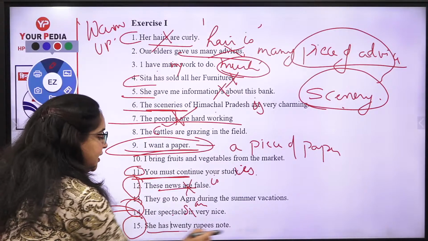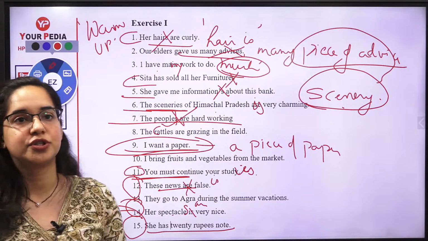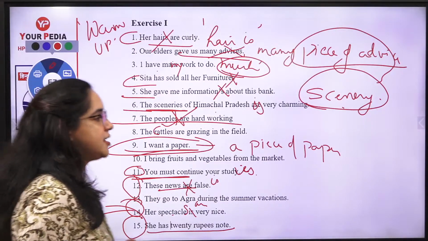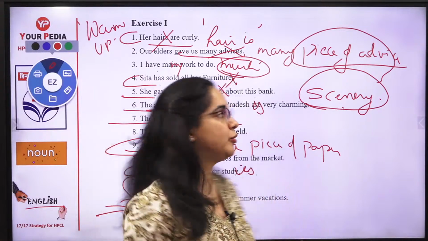And what will be 15th? She has 20 rupees in note. Is it right? It is wrong. Is it right or is it wrong? She has 20 rupees in note. It's 20 rupee. Sometimes you say it out as that I am 25-year-old or 25 years old. Tell me this one.